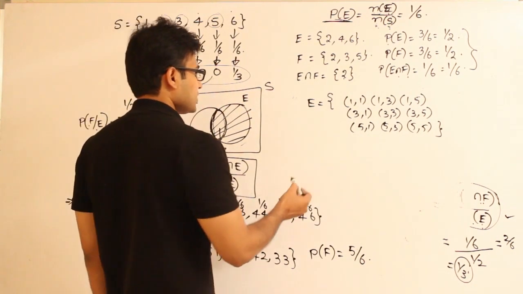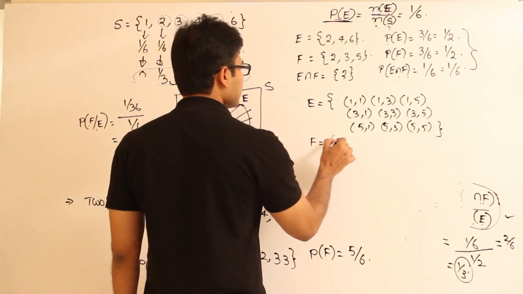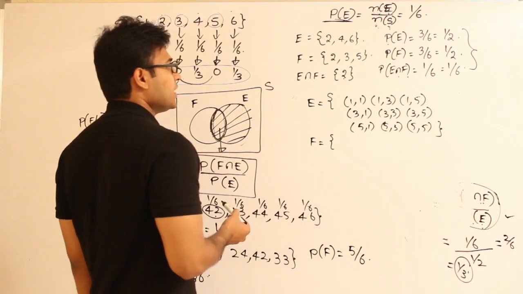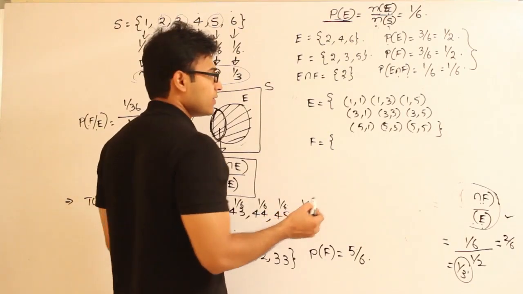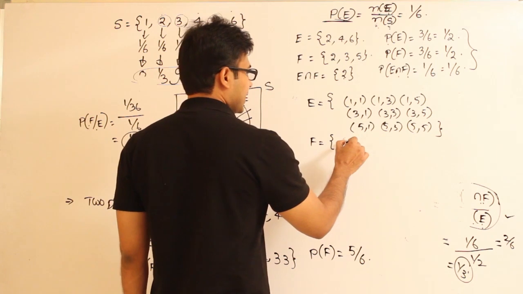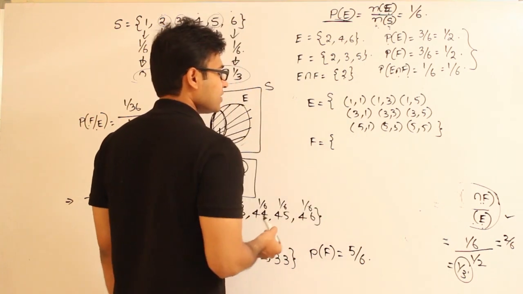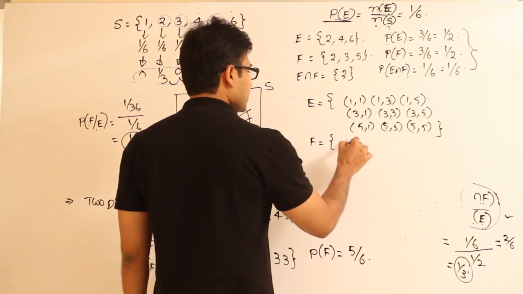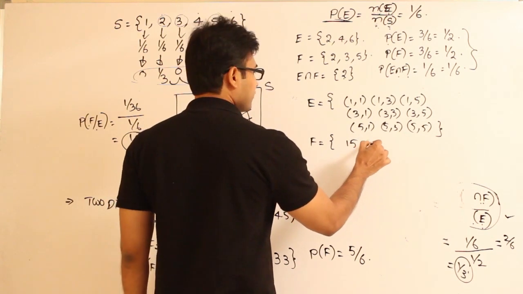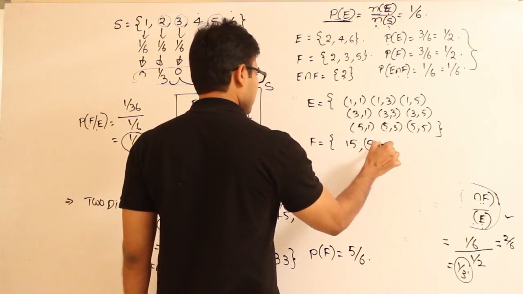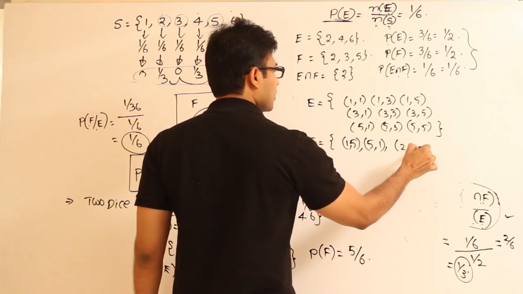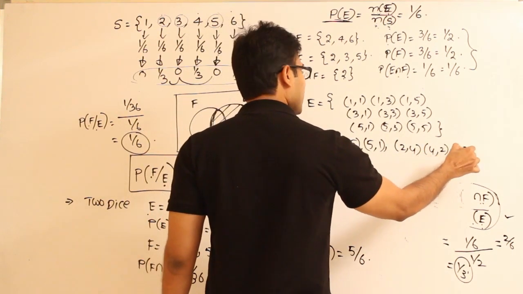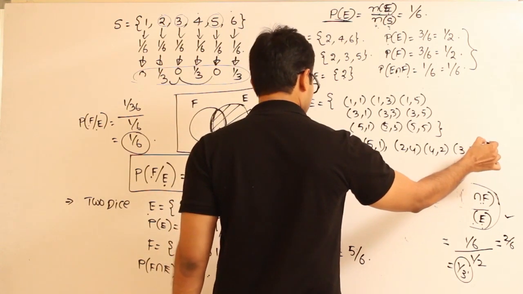And let us say the second event F is the event in which the sum is 6. If the sum has to be 6, then what are the possibilities that we are going to take? We are going to take 1 5 and 5 1, right? 1 5, 5 1, and then 2 4 and 4 2, as well as 3 3, right?